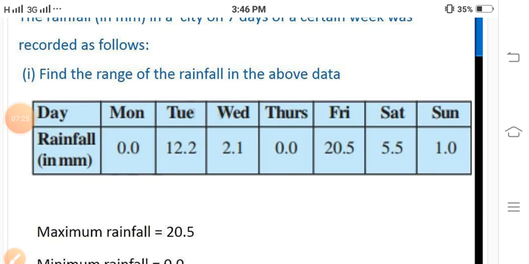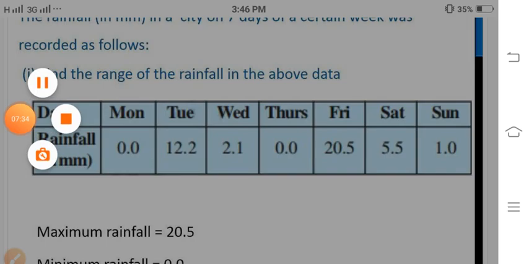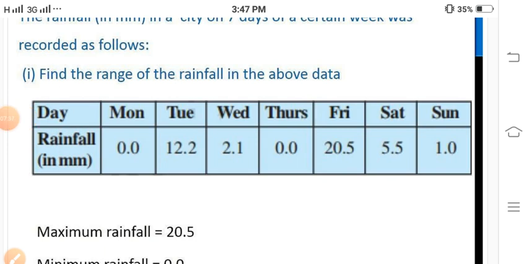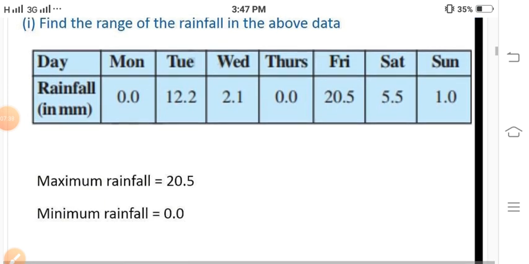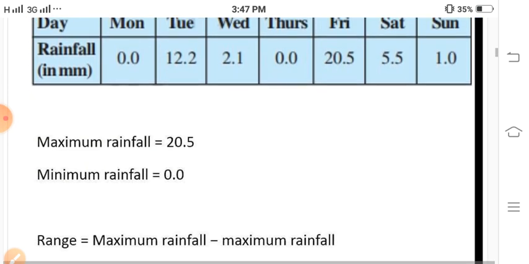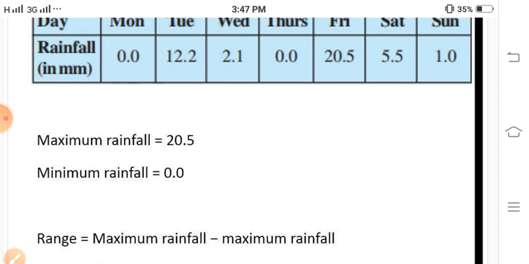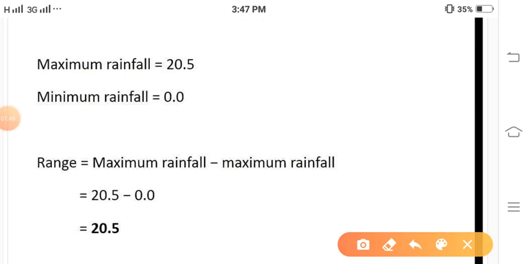So students, here the data is given to you. Now you have to find the range. So you will find the maximum and the minimum value. The maximum value of the rainfall is 20.5 and the minimum value of the rainfall is 0. Range is maximum value minus the minimum value.